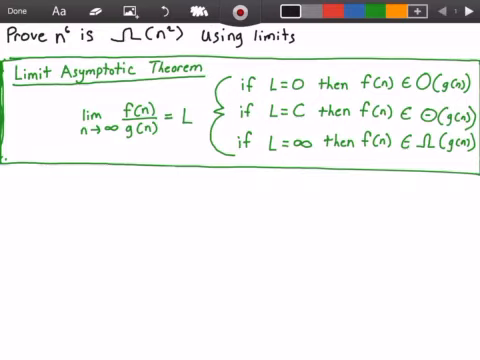Hey guys, welcome to this video on algorithm analysis, and here we want to prove that n to the power of 6 is big omega of n squared using limits.